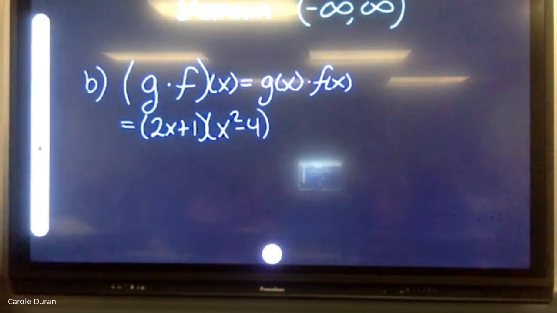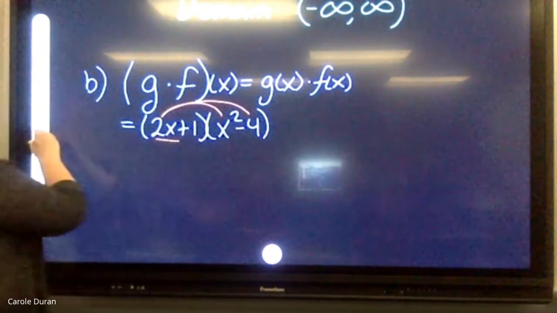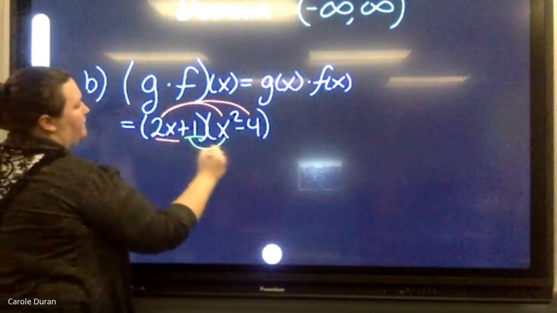Lila, how would I simplify this out? What do we call that? Anybody help her? What do we call that when you just distribute everything? FOILing, because it's a 2-term times a 2-term. So we're going to FOIL this out, and then we will simplify.